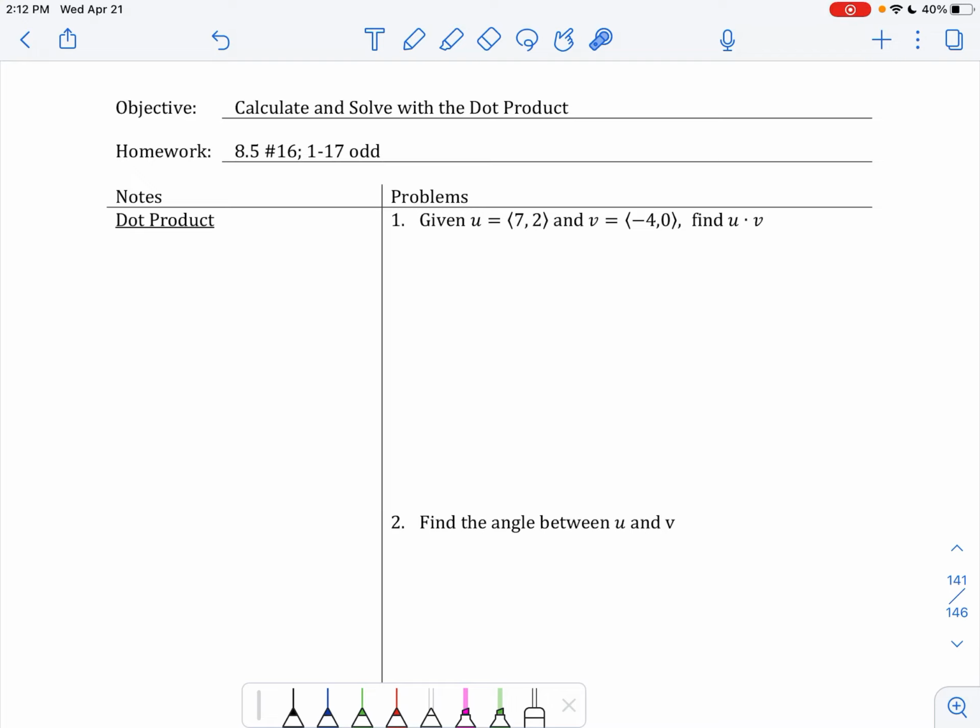The dot product is really helpful, especially in physics, because it helps us find the angle between two vectors. So that's why it's important.